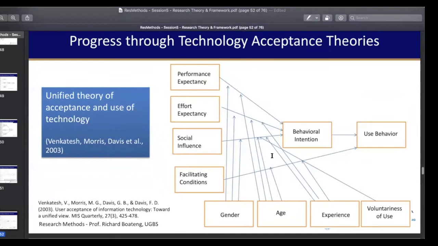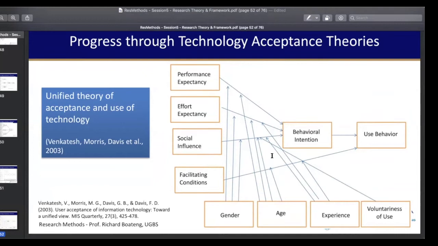Then later on, a guy called Venkatesh went to see Davis. Davis was the one who did the technology acceptance model and then joined one of his students called Morris. And I think Venkatesh was rather the student. Then Morris and Davis were the seniors in the area who came together to help Venkatesh come up with a better model of explaining user acceptance of information technology.